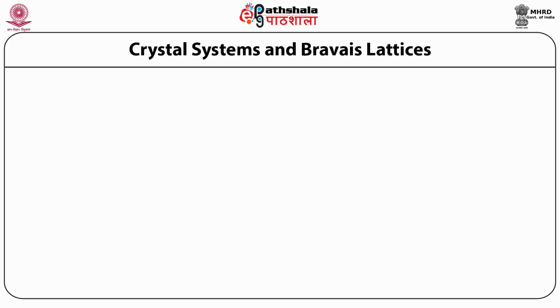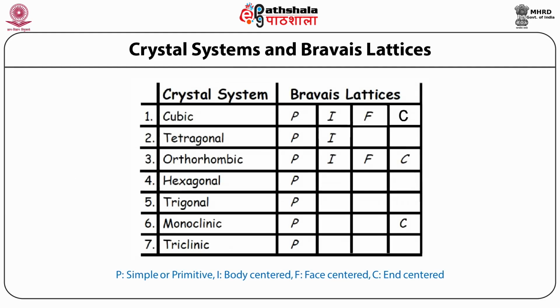Crystal systems and Bravais lattices. This table represents the 7 crystal systems and the different types of Bravais lattices corresponding to the crystal systems. As we can see from the table, the cubic crystal system has 3 corresponding Bravais lattices.